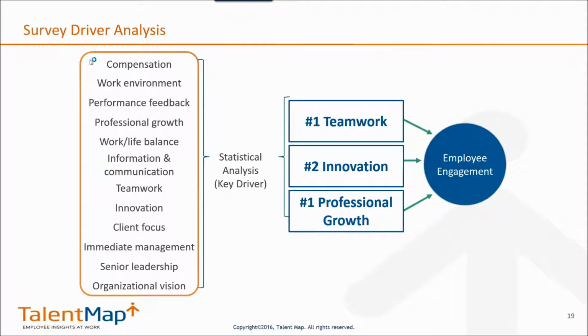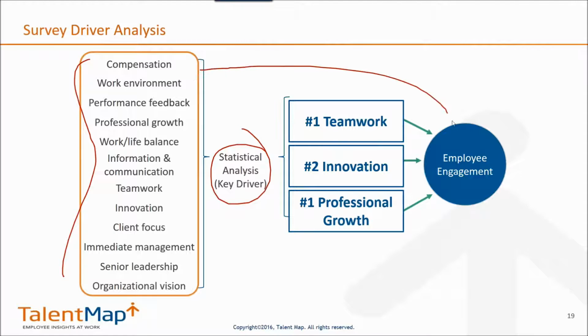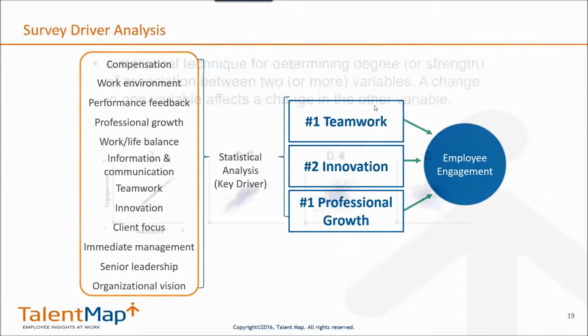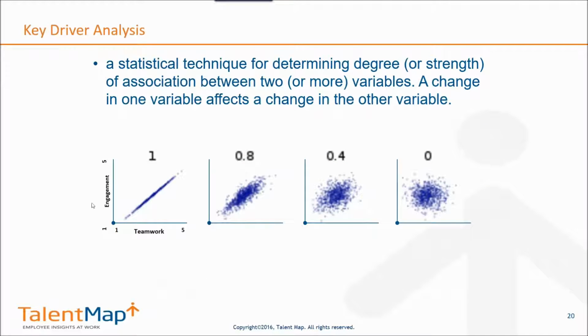So we're able to produce something like this. Here are all your survey drivers, your statistical analysis, usually a key driver analysis, and we're trying to understand or predict what affects employee engagement. In this case, these are the 3 most important drivers that affect employee engagement. Just to give you a visual on how the actual stats look, this is an example. It's a correlation, and regression does the same thing, but it has multiple correlations going on at the same time.